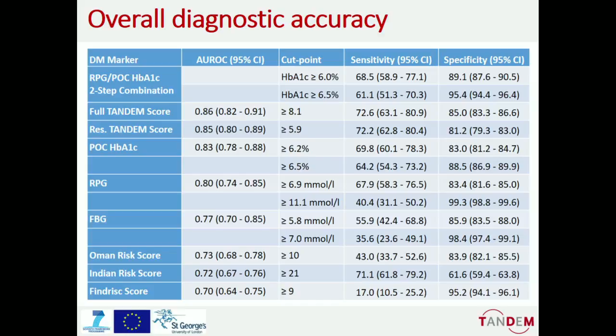a two-step combination of random plasma glucose and point of care HbA1c. In this potentially cost-saving combination, everyone is tested with random plasma glucose. Anyone with a result above 11.1 millimole per litre is considered to have diabetes and no further testing is done. People with greater than 6.1 millimole per litre are then tested with point of care HbA1c at the two cut points suggested here. And what we found is that this combination had equally good diagnostic accuracy as point of care HbA1c alone, but it reduced the need for this expensive test by 70%.